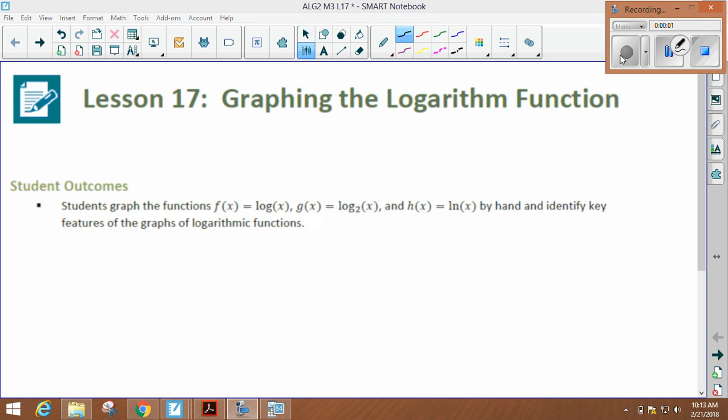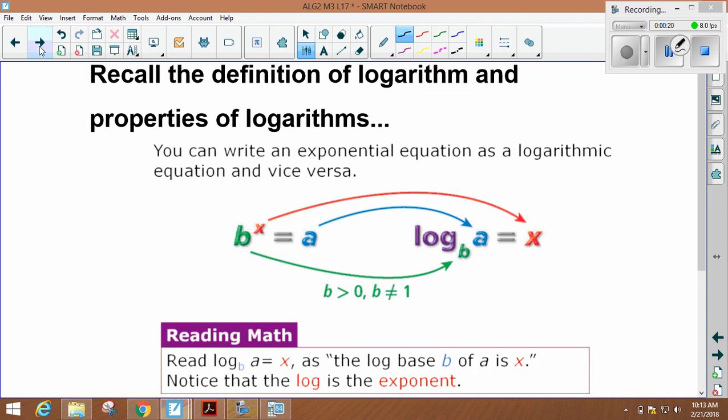All right, lesson 17. Let's graph some logarithms. This lesson takes a little while. So let's go. We're going to graph lots of things. We're not going to do it necessarily by hand, all of them. We're going to start off by hand, and then I'll show you a calculator-based approach, because this is the 21st century.